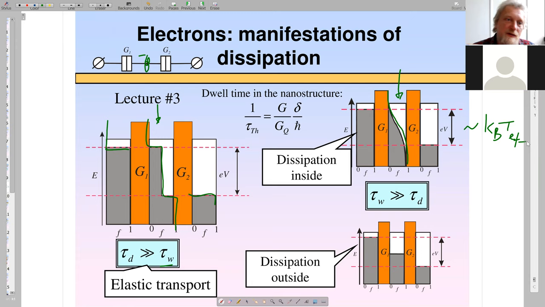If we somehow manage to dissipate outside very efficiently, then we will also have zero temperature inside. And this zero temperature would not have any traces, like here, any traces of the chemical potential in the reservoirs, because the dissipation has happened. Good, those are manifestations of dissipation.